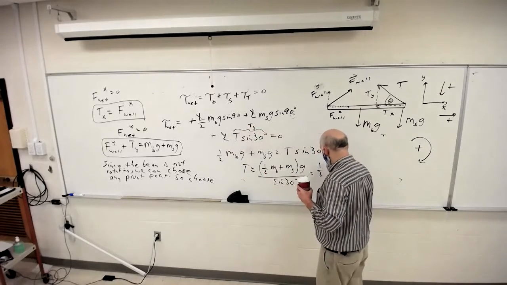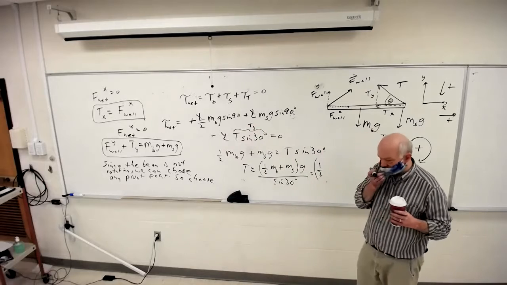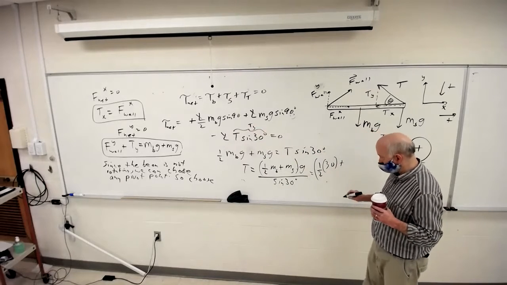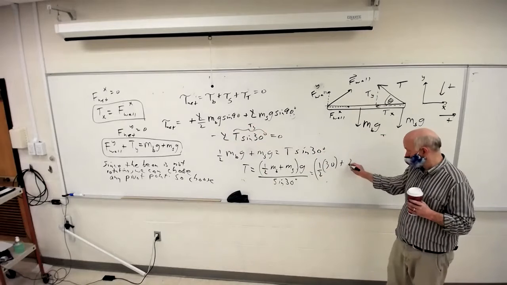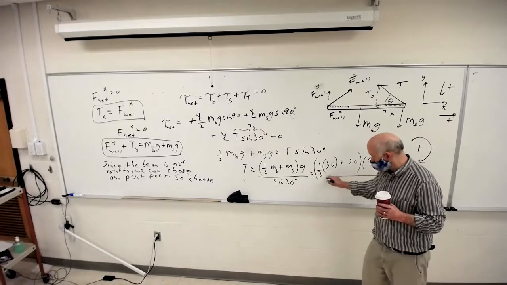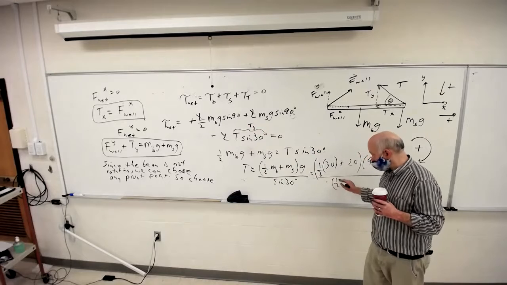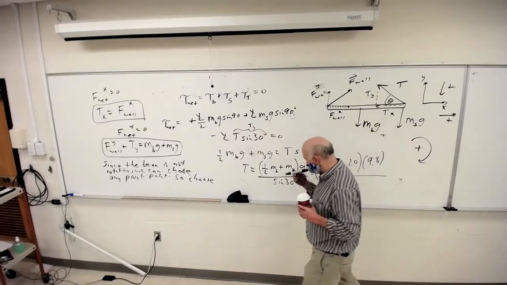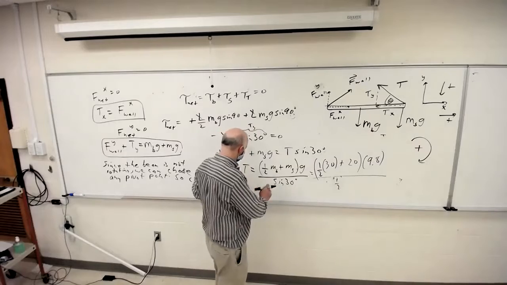So this would be 1/2 of the mass of the beam, which was what, 30? Yes. The mass of the sign was 20? Yes. And g is 9.8, since we are on Earth. Then divide by sine of 30, which is 1/2. You work that out, you get some number. Let's call it star.